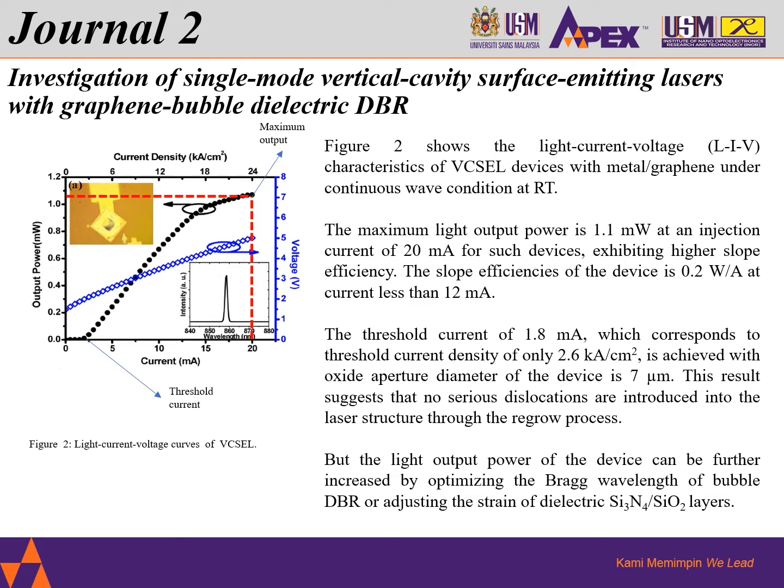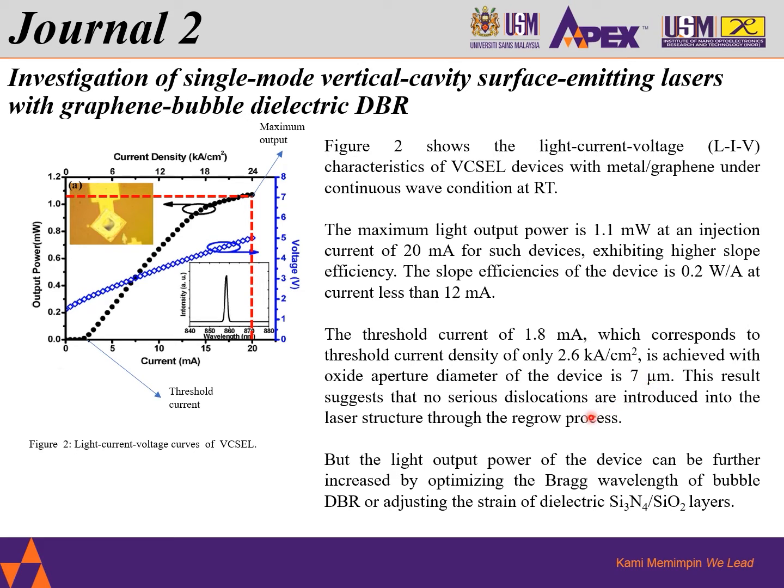Figure 2 shows the light-current-voltage characteristic of VCSEL devices under continuous wave conditions at room temperature. The maximum light output power is 1.1 milliwatt at an injection current of 20 milliampere. The slope efficiency of the device is 0.2 watt per ampere at current less than 12 milliampere. The threshold current is around 1.8 milliampere, which corresponds to a threshold current density of only 2.6 kiloampere per centimeter squared, which is achieved with an oxide aperture diameter of 7 micron.